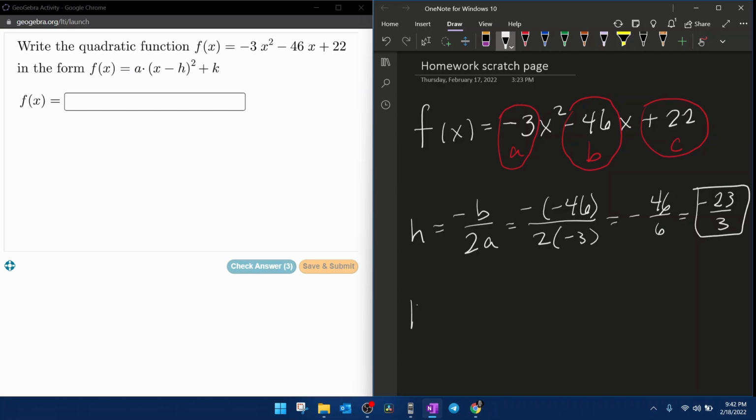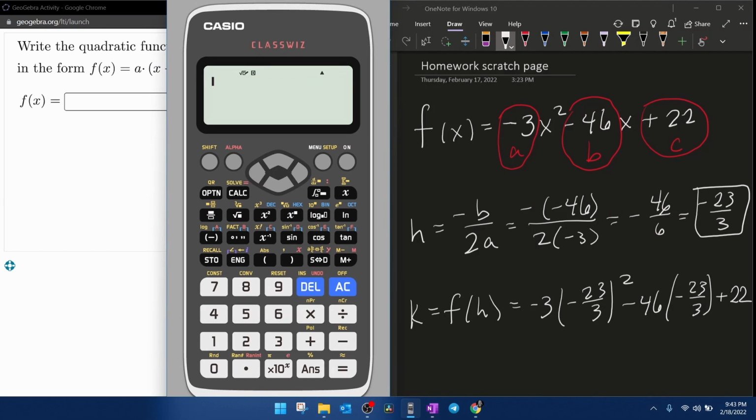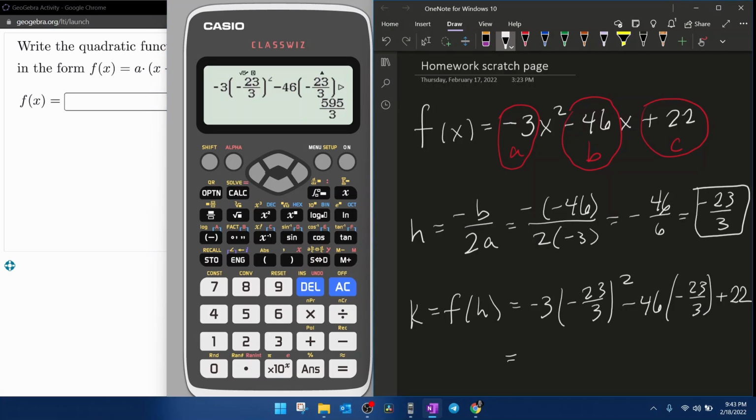And once we know h, k is f of h. So substituting h into our function gives us negative 3 times negative 23 thirds squared minus 46 times negative 23 thirds plus 22. And then to our handy dandy class whiz: negative 3, negative 23 thirds quantity squared, minus 46 times negative 23 thirds, plus 22. And that's going to give us a k value of 595 over 3.